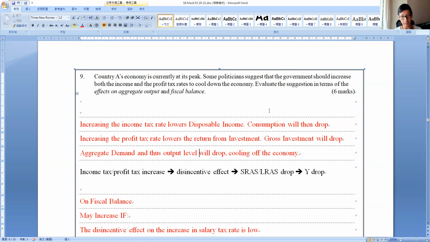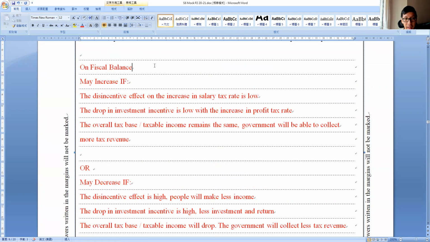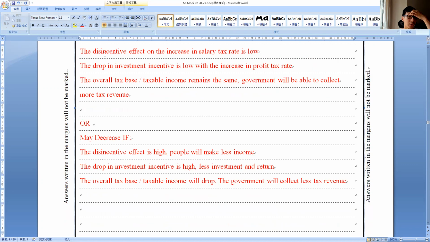On fiscal balance, it is a little bit complicated. On one hand, we know the higher the rate, the more income, right? But on the other hand, because of this disincentive effect, fewer people pay tax because they are not working. It seems we collect more, but fewer people pay tax. So for those who are paying tax, they will be paying more, but there will be fewer people paying tax. Therefore, actually, it is uncertain. You do not know the effect, so you can answer in both ways.